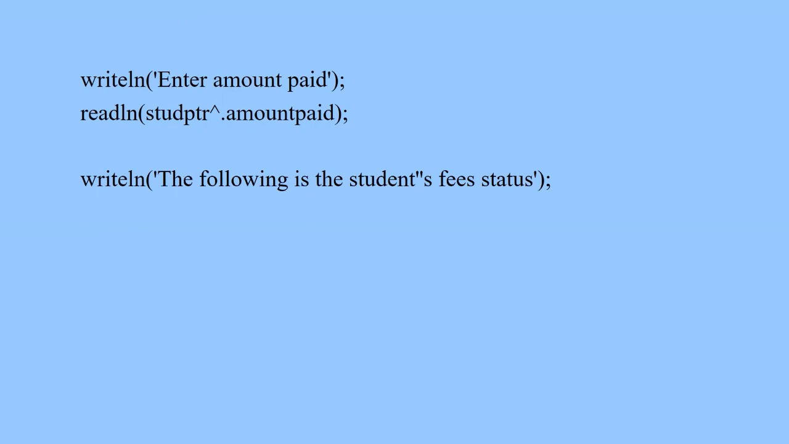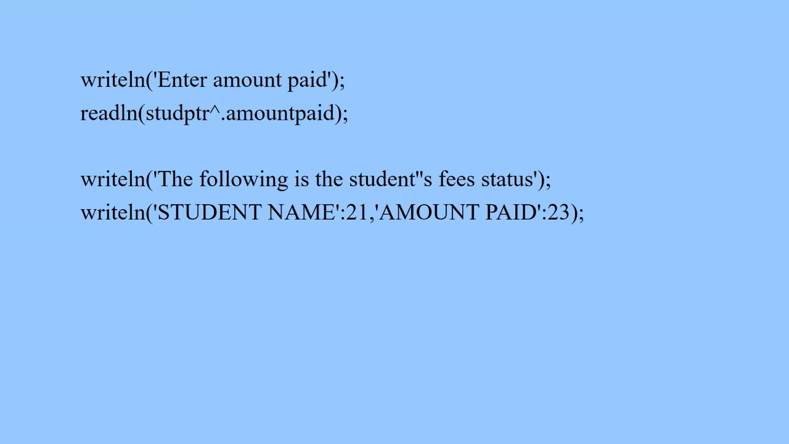Then we display the other statement, enter amount paid. Then we read the amount which will be entered. That figure will be taken and then stored in the memory location called amount paid, which is a member of the record being pointed to by the pointer called student pointer, or student PTR. Then we write out: the following is a student fees status.